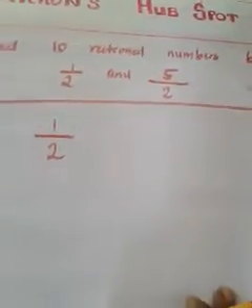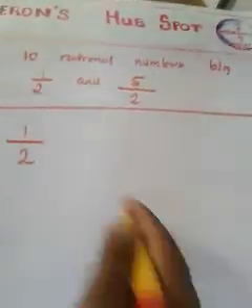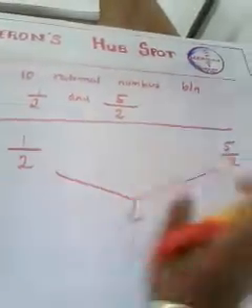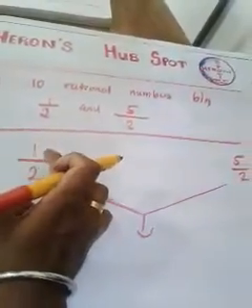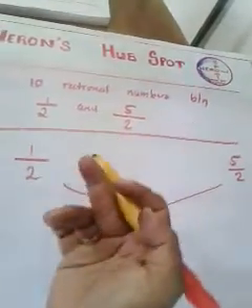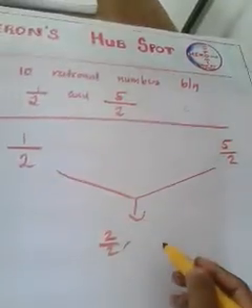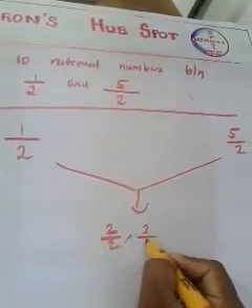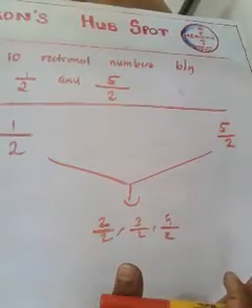In the previous method, how many rational numbers did we write? If you follow the previous method, how many rational numbers can you write between 1 by 2 and 5 by 2? Since the denominator is the same, 2, no problem. Which are the numbers between 1 and 5? 2, 3, 4. In that way we can write 2 by 2, then 3 by 2, then 4 by 2. So we can find a maximum of 3 rational numbers.